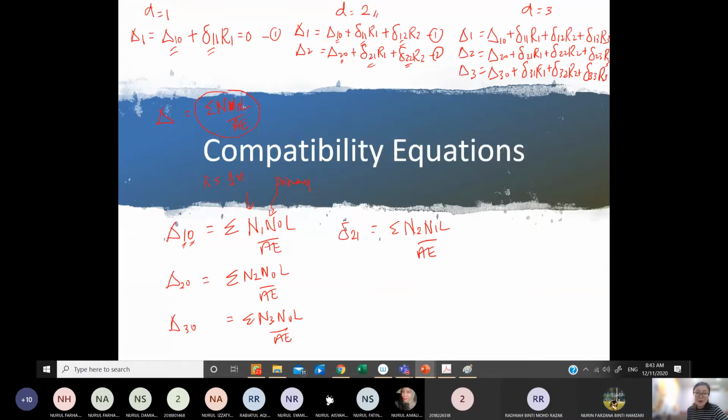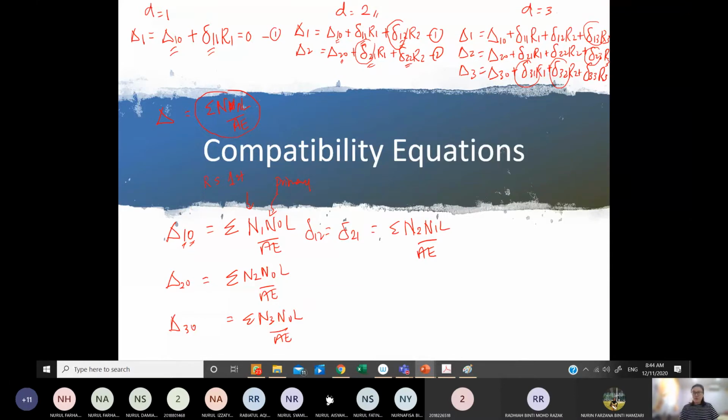Okay, so you get the gist on how to write these compatibility equations. Of course, you do not calculate twice. For example, this delta 2 1 and delta 1 2 are actually the same, because 1 2 and 2 1 is also n1 n2. And 3 2 and 2 3 are also the same, and 1 3 and 3 1 as well. So when you are dealing with this d equal to 2 and d equal to 3, you do not need to calculate so many times.